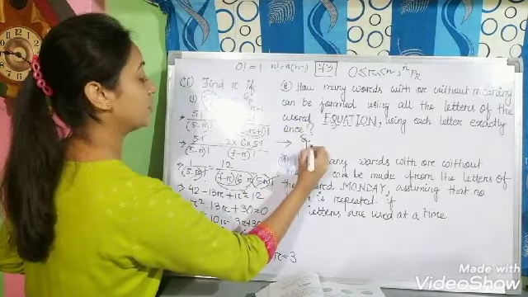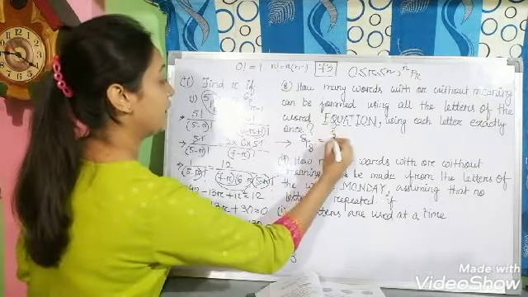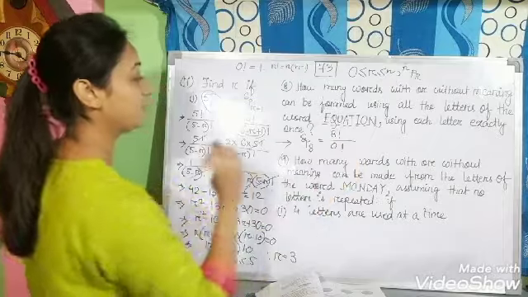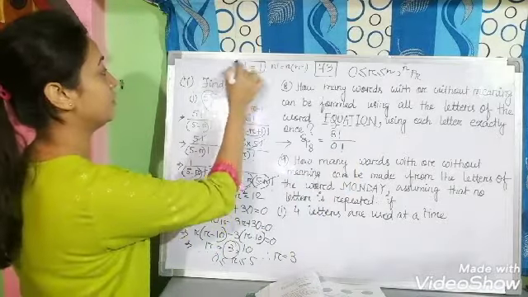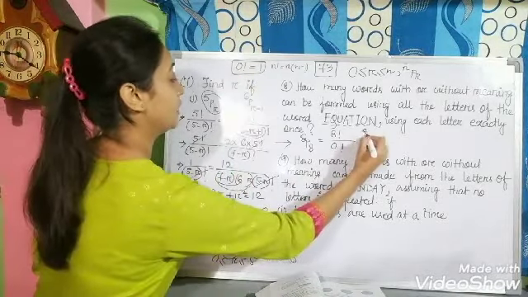So number of words equals 8P8, which is equal to, applying the formula for permutation, 8 factorial divided by (8 minus 8) factorial, that is 0 factorial. As I told you here, 0 factorial is equal to 1. So 8 factorial is 8 into 7 into 6 into 5 into 4 into 3 into 2 into 1, which is equal to 40320. Okay.